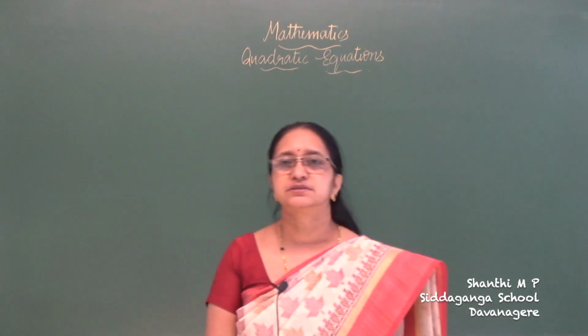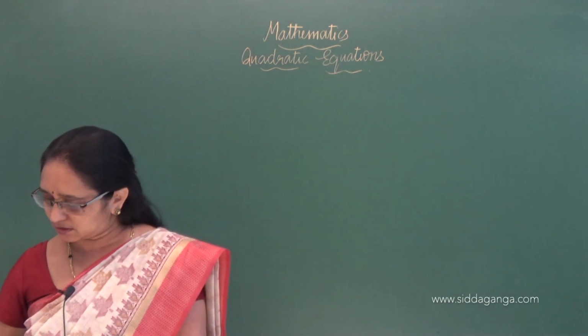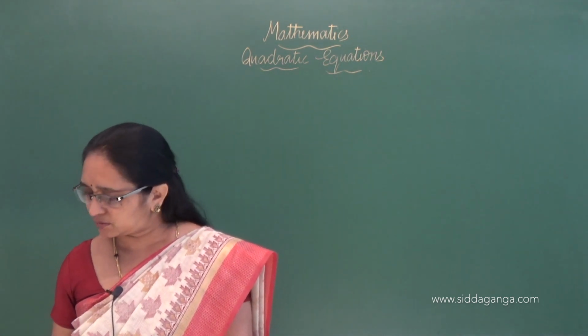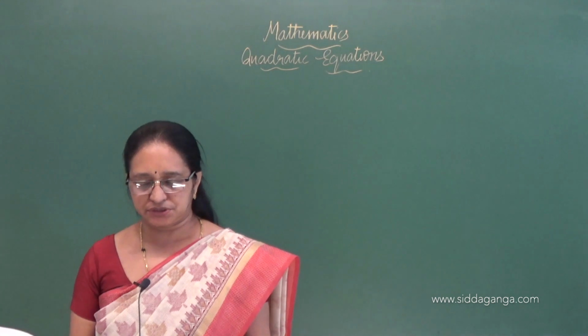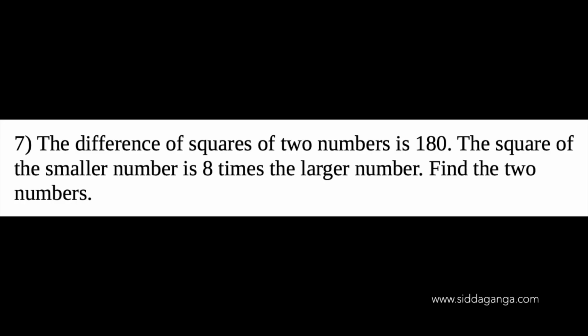Hello students, let us continue with the exercise 4.3. Okay, now the next question, that is the 7th one. The difference of the squares of two numbers is 180. The square of the smaller number is 8 times the larger number. Find the two numbers. Once again I will repeat.